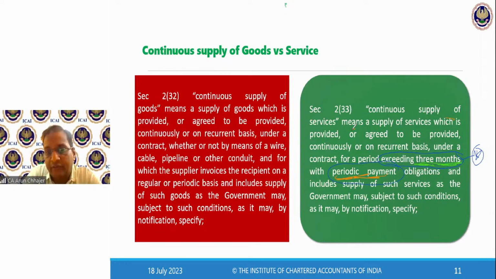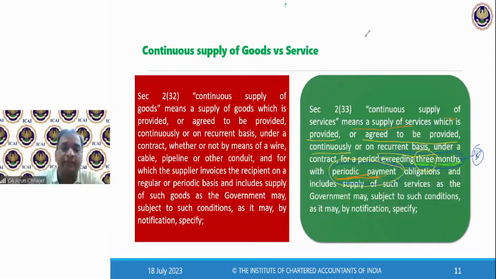Continuous supply of service means the supply of service which is provided, or agreed to be provided, continuously or on a recurrent basis under a contract for a period exceeding 3 months. The important thing is that the time period is fixed: only if you provide for more than 3 months will the supply of service be considered continuous.